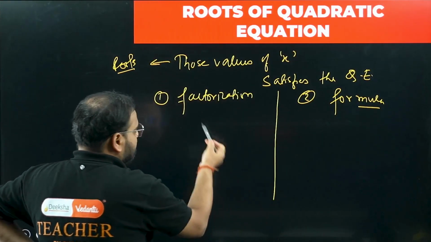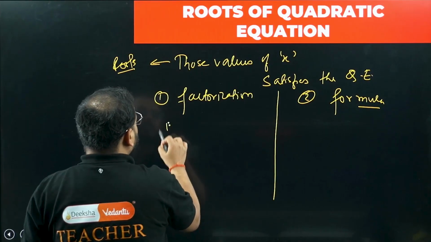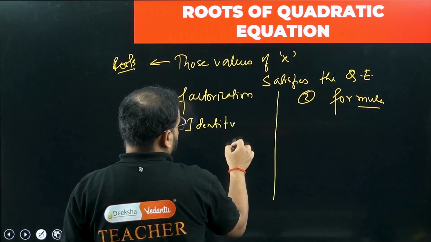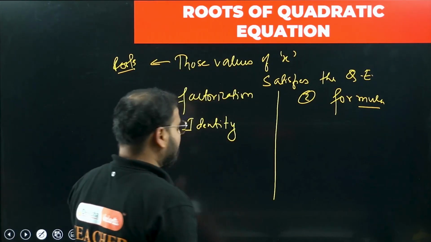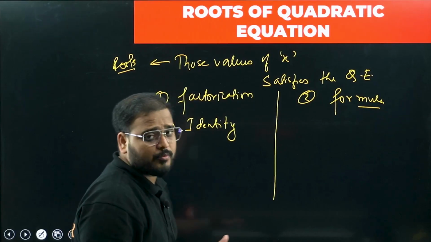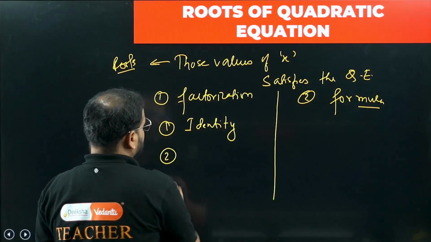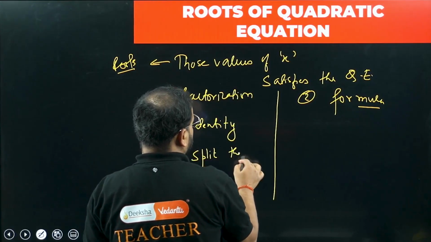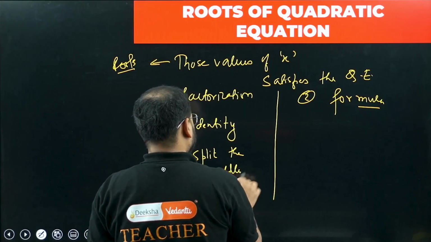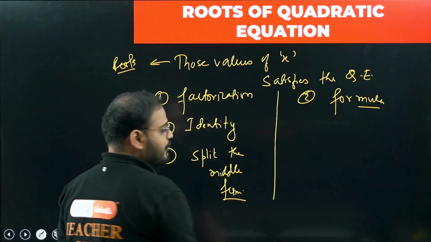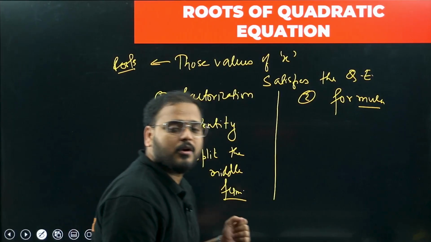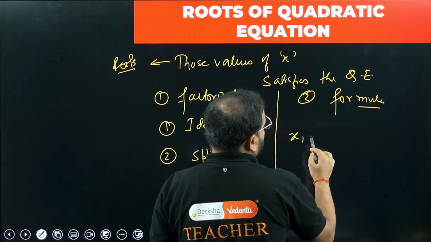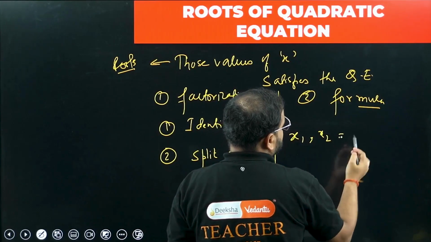In the factorization method, the first approach is using identities. We don't have the perfect square method, but sometimes a square minus b square can also be applicable. So using identities is always there. The second one is splitting the middle term, also called the tree method. You can use either of these to solve the question using the factorization approach. What about the formula method? You know the roots x1, x2 are given by what?